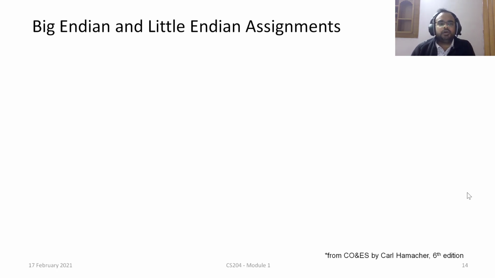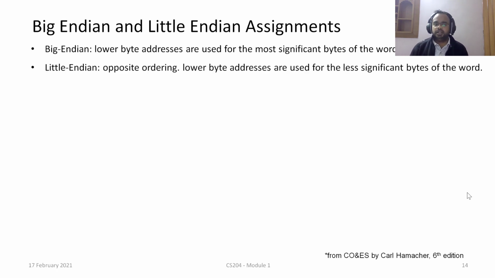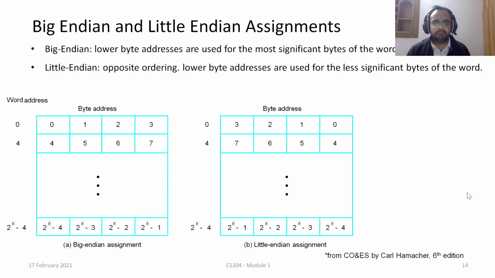So to understand that point, there are predominantly two types of assignments. One is big endian and another is little endian. In the big endian, the lower byte addresses are used to store the most significant bytes of the word. And in the little endian, we do exactly the opposite. The lower byte addresses are used for the less significant bytes of the word. So to understand this, let's look at an example.